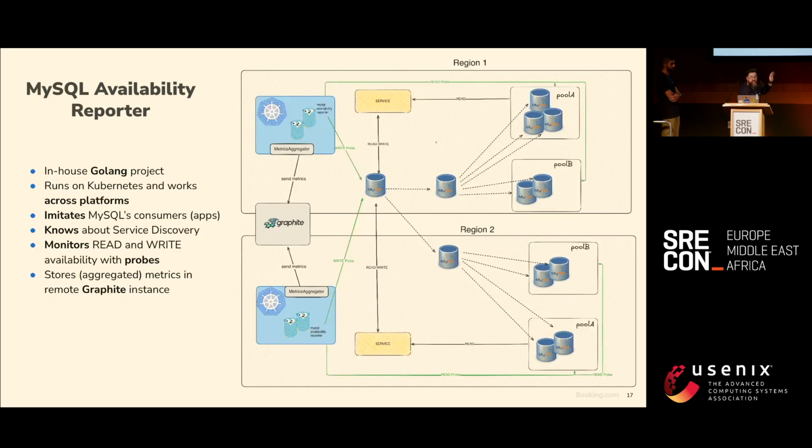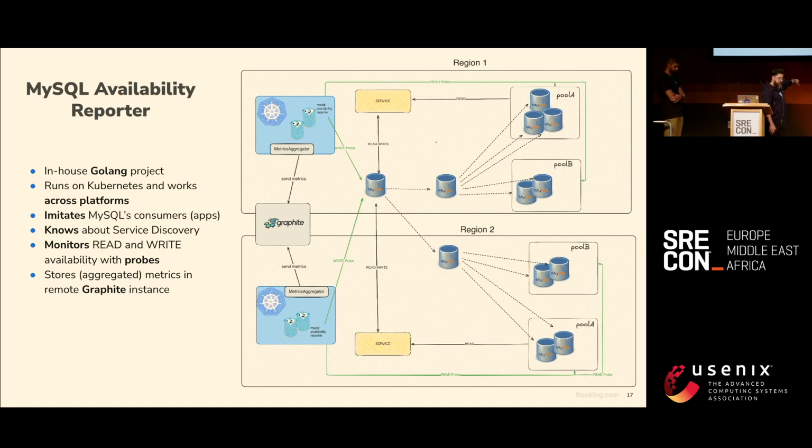In this picture, I want you to see the architecture of this MySQL Availability Reporter. It's written in Golang. It's in-house. It runs in Kubernetes. In all our regions, we have a Kubernetes cluster where we deploy this component, MySQL Availability Reporter. It takes reads from the read replicas. It measures the reads in the read replicas, and it measures the write availability from the primary.